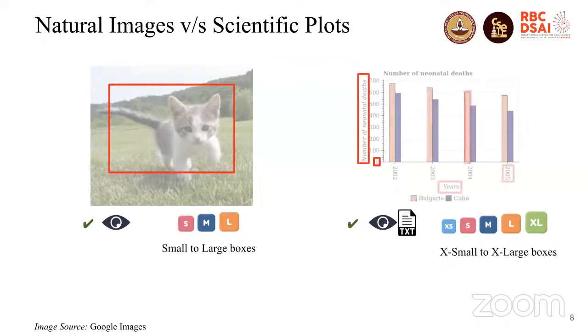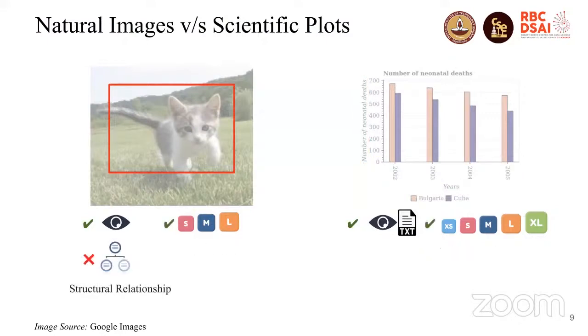And also the aspect ratios are a bit different in scientific plots, right? So you could have a very thin but very long bar. You could have a very wide but thin title, and so on. So there's quite a bit of variation in the sizes and the aspect ratios of the objects that you deal with in scientific plots. The third thing is the importance of structural relationships.